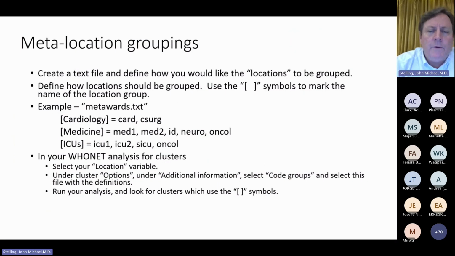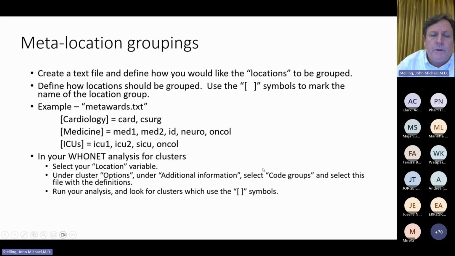So how do we do that? In WHONET, we call that meta location or meta group or meta ward. And what I do is I create a simple text file, and then I tell WHONET how I want the locations to be grouped together. I use the bracket symbol to mark the name of the group. And I'll show you an example that I made for purposes of today's demonstration.